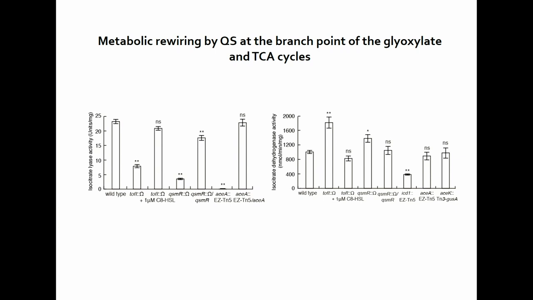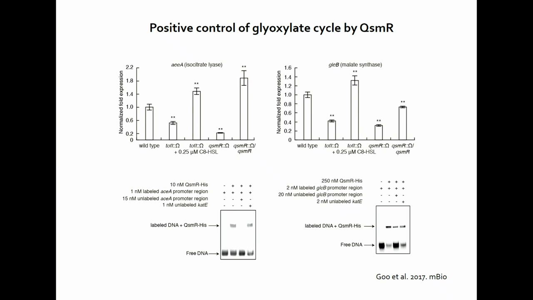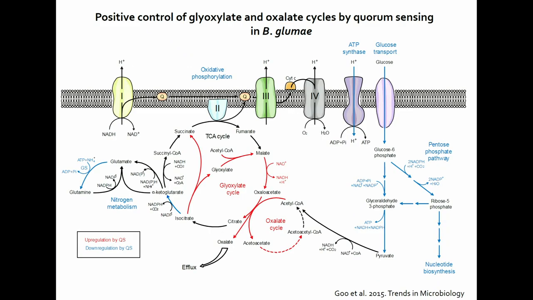And this is metabolic rewiring by QS at the branch point of the glyoxylate TCA cycle. Okay, so we actually measured the enzyme activity of isocitrate lyase, and the other one is isocitrate dehydrogenase. Right? So if we go back to here, this is the enzyme that is involved in isocitrate to glyoxylate. That's isocitrate lyase. Isocitrate dehydrogenase converts isocitrate to alpha ketoglutarate.